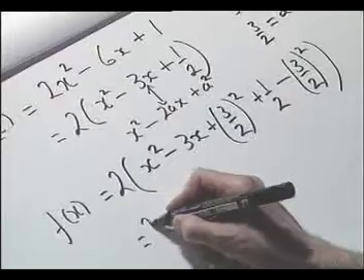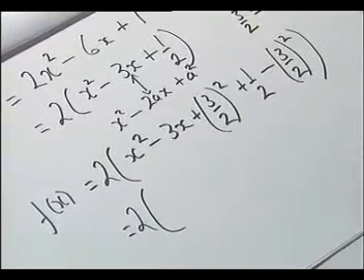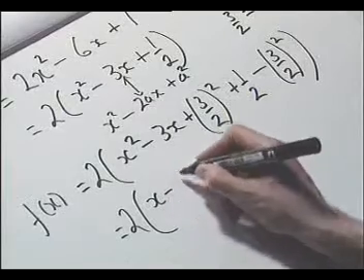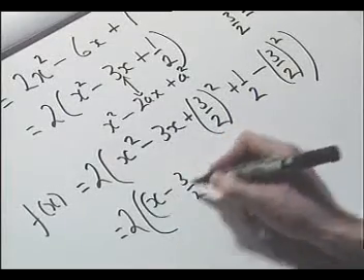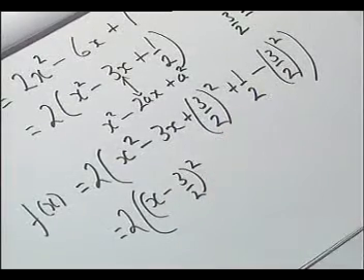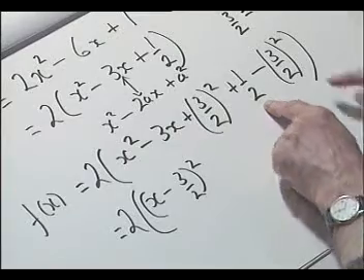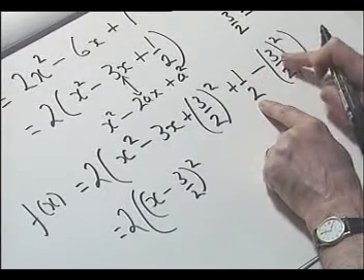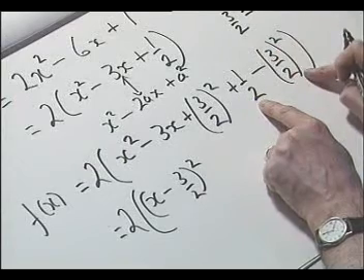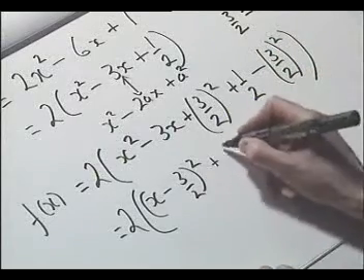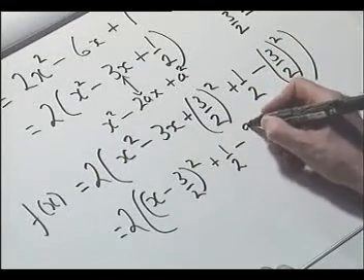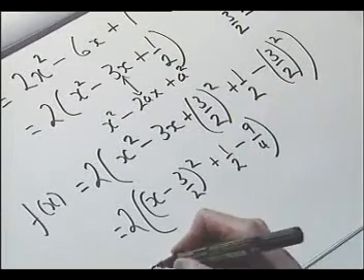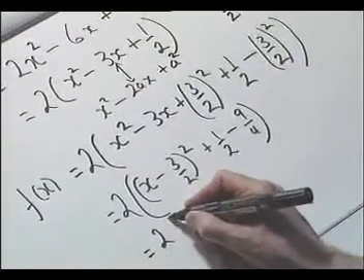Equals 2 bracket. Now this is going to be our complete square. X minus 3 over 2 all squared. And then here we've got some calculation to do. We've plus a half, take away 3 over 2 squared. So that's plus a half, take away 9 over 4. The front bit is going to stay the same.